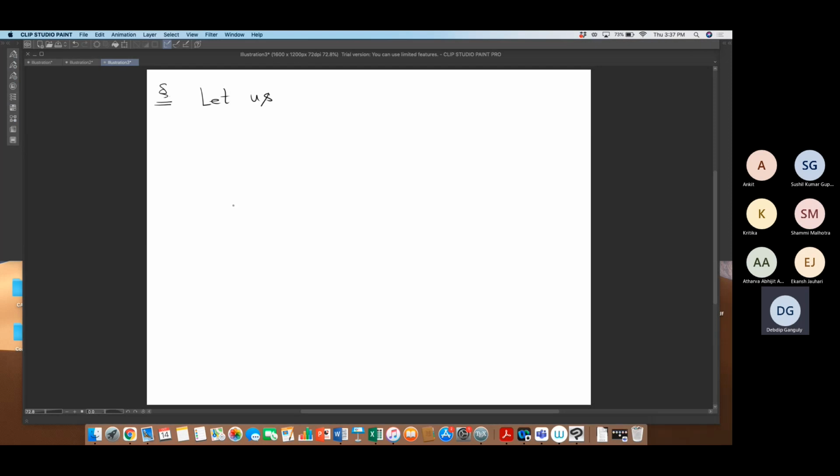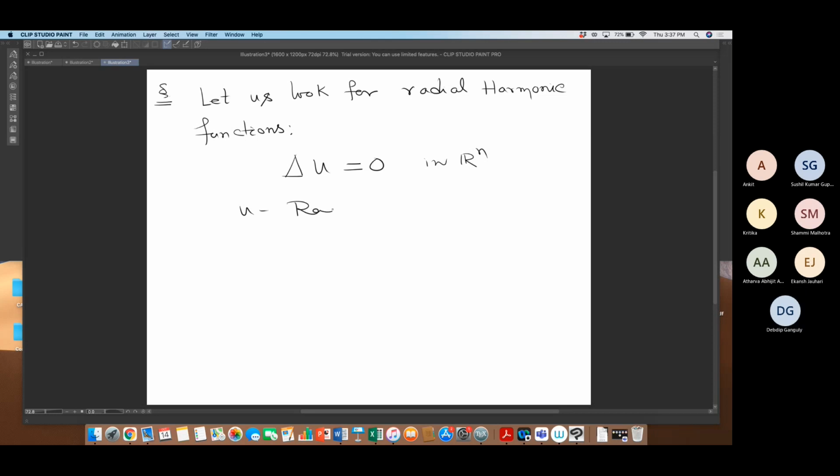Let us look for a radial harmonic function. What is the meaning of that, Shammi? What type of solution am I looking for? Like it satisfies the Laplace equation, Laplacian u equal to 0 in Rn, and u is radial. Right? Yes, sir.